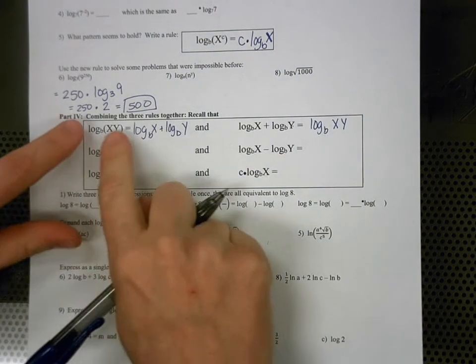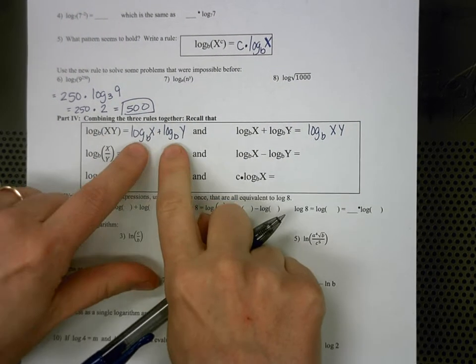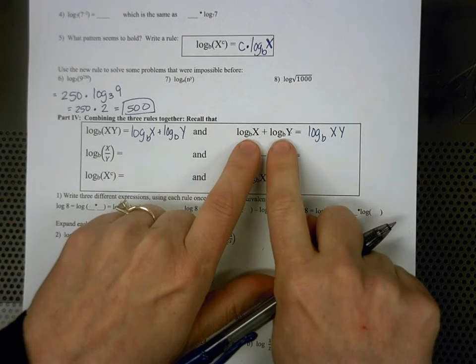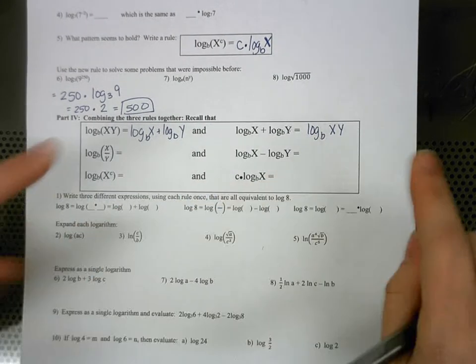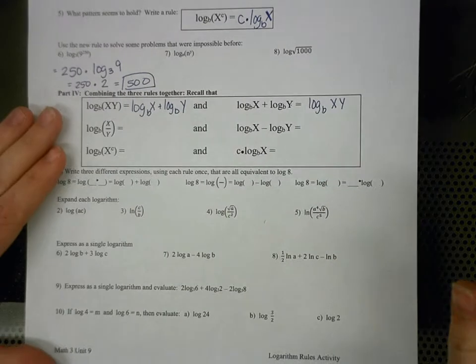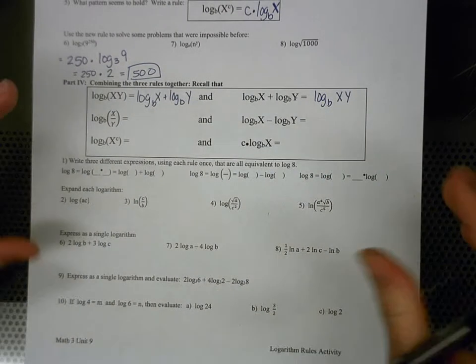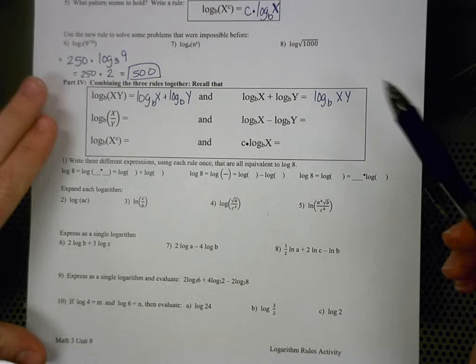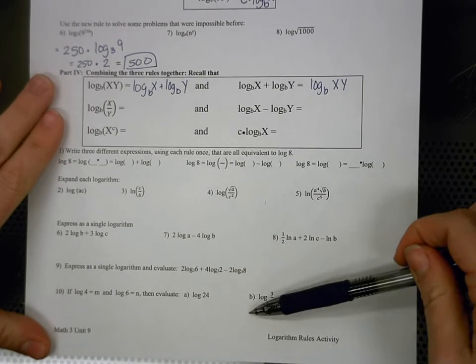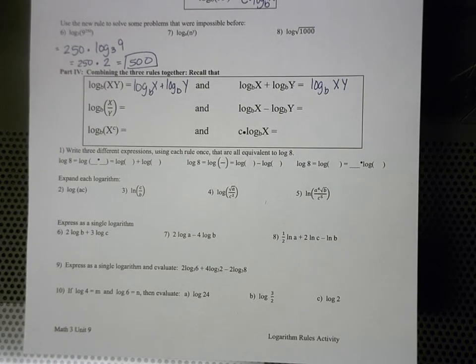So if you notice here, we have one logarithm, we're expanding them into 2. Over here we have 2 logarithms, we're condensing them into 1. So it helps us on solving different problems by expanding and condensing. And then you're going to finish part 4 and the rest of the ones to fill in on your own.